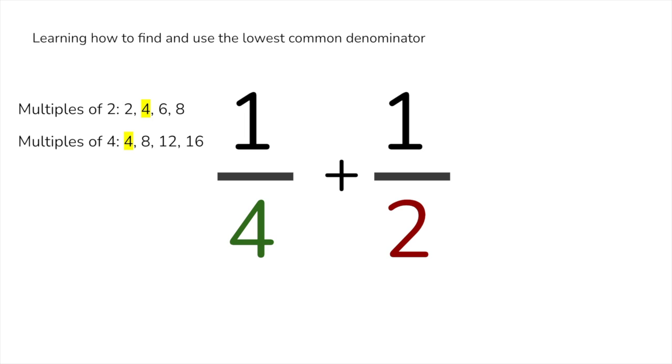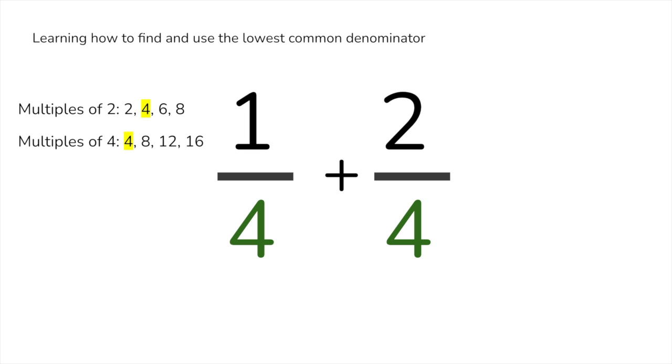Now, what we have to do is make each fraction in the equation have a denominator of 4. The 1 over 4 already has a denominator of 4, so we can just leave that there. However, we need to turn the 1 over 2 into a fraction with 4 as the denominator. To do this, we need to see how much we have to multiply 2 by to get 4, which we know is 2. However, we can't just leave the numerator alone. We have to multiply the fraction 1 over 2 by 2 over 2, giving us 2 over 4.